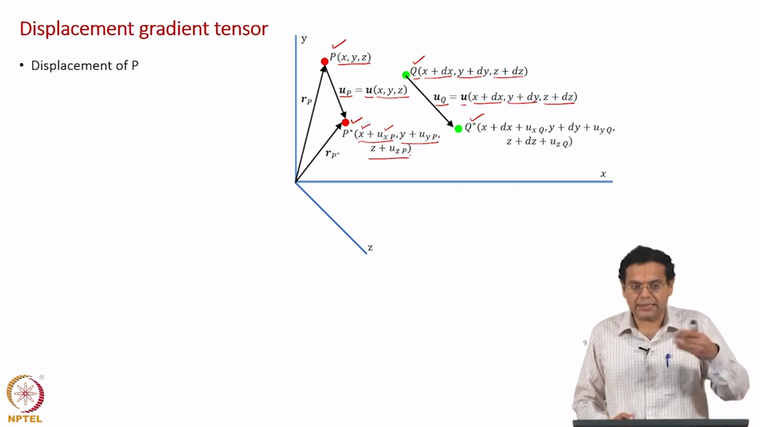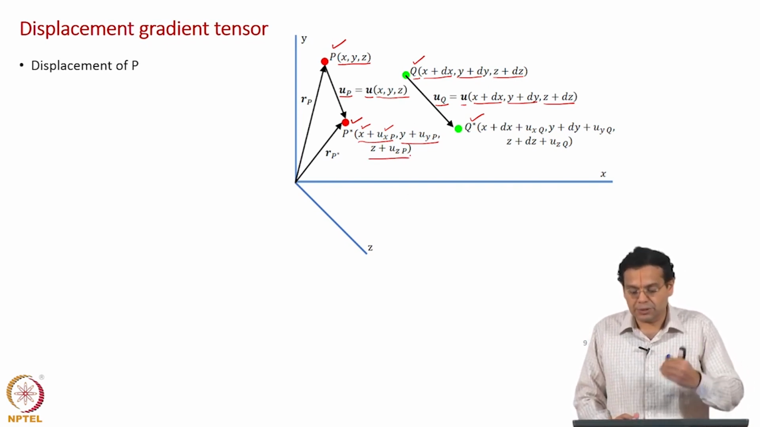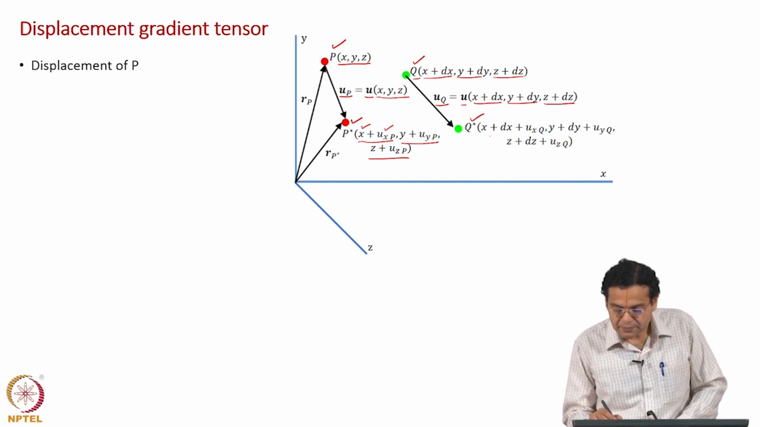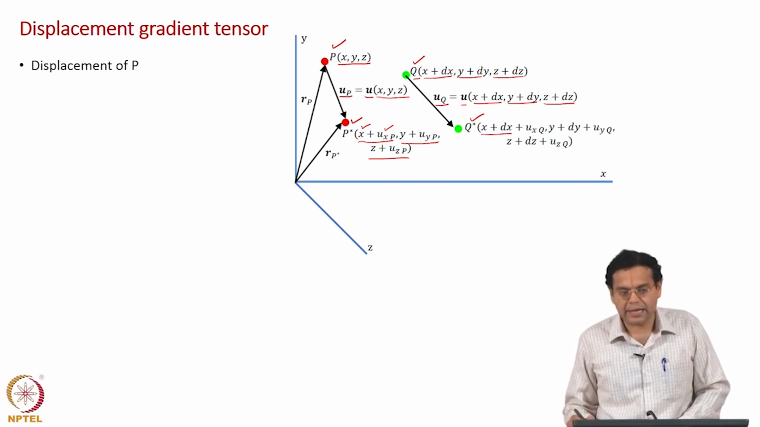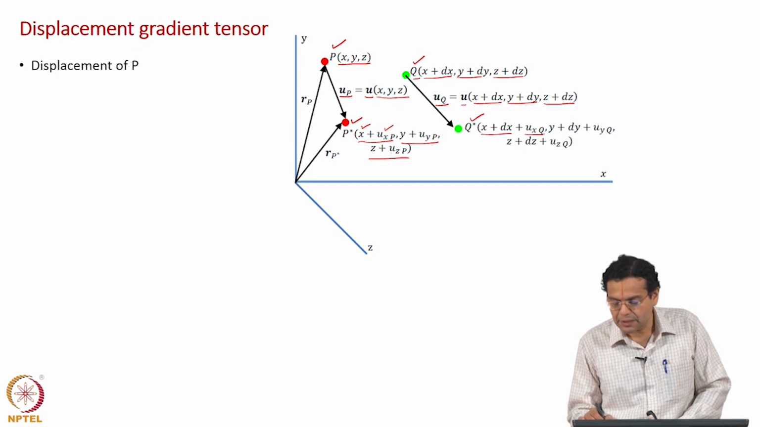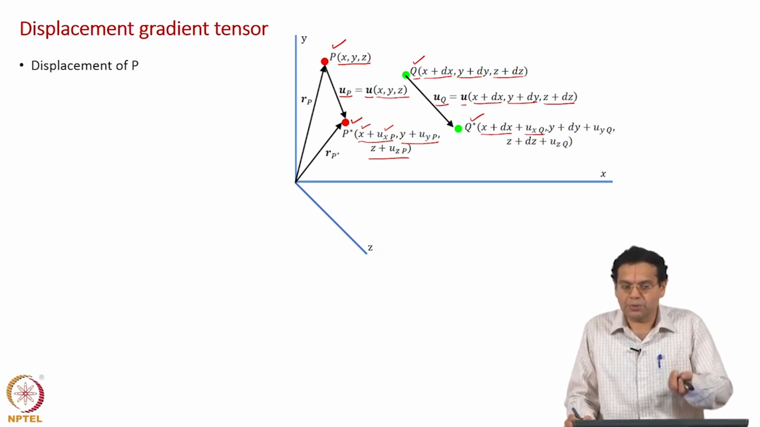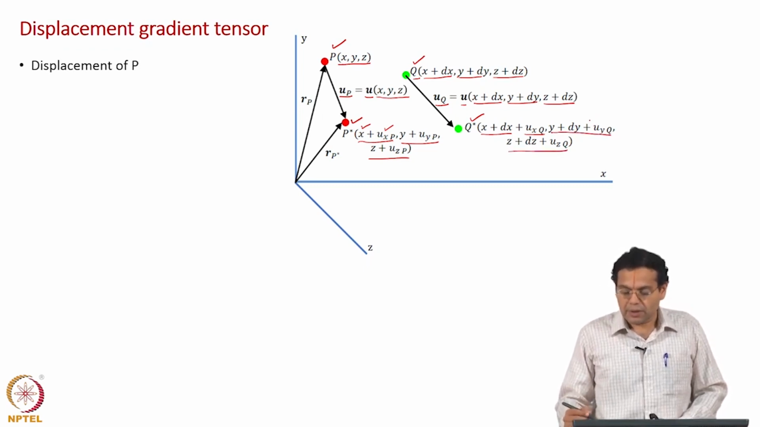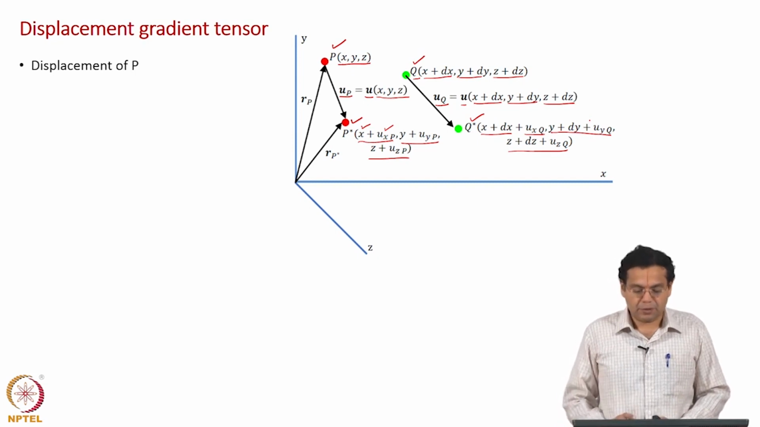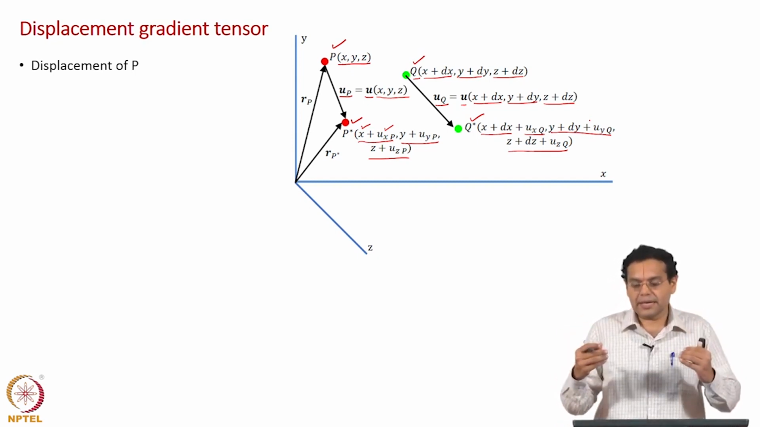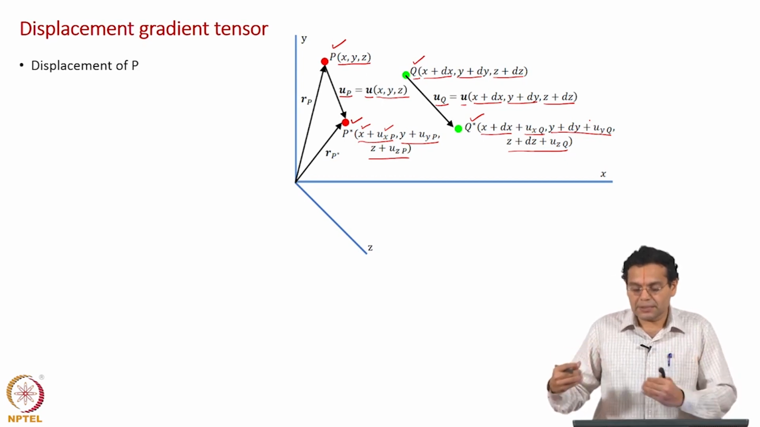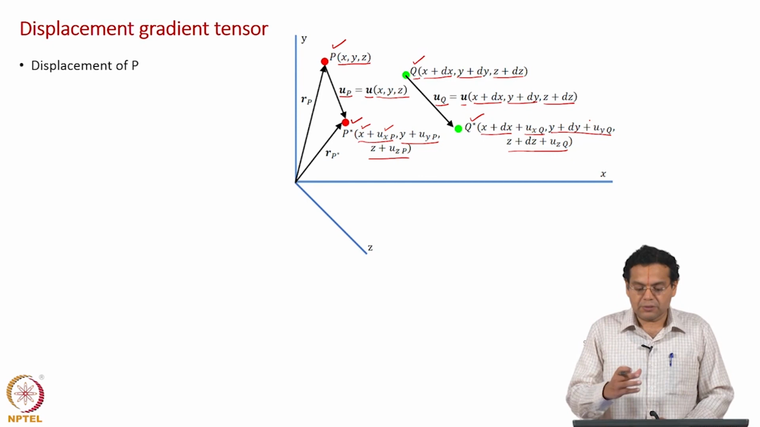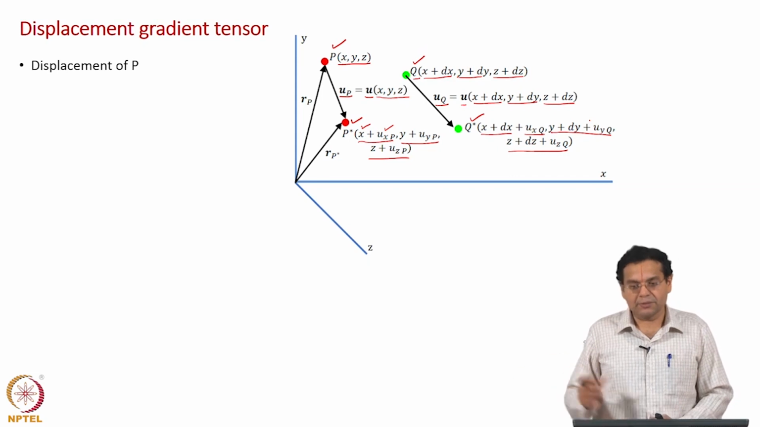So the old coordinate is x, and the displacement in the x direction is u x p, similarly for the y direction and z direction. Now coming to Q star, what is the new coordinate? The old coordinate x plus dx, plus the displacement along the x direction for point Q, which is u x q. Similarly, you will get the coordinate in the y direction and the z direction. So we have p q in the initial state, it gets displaced to p star q star, and we have noted the displacement in terms of u at x y z and u at x plus dx, y plus dy and z plus dz. Okay.